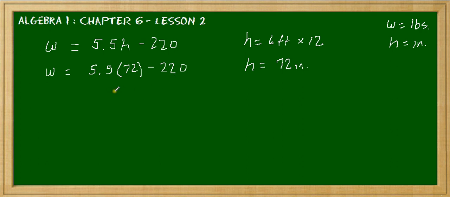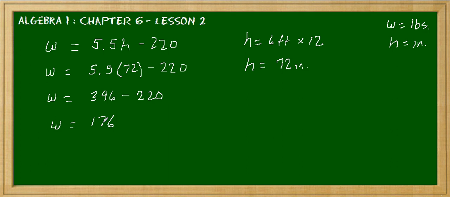So when we do our math, 5.5 times 72, and that's going to be 396, and we're still going to subtract 220. And when we subtract 220, we will get the weight is equal to 176. So here we have two variables, and here's a practical application of an equation with two variables. We can determine the weight of an individual, or at least not the weight, but the normal weight for that individual. What would be their normal weight if they were a certain height in inches? And again, this is weight in pounds and height in inches.